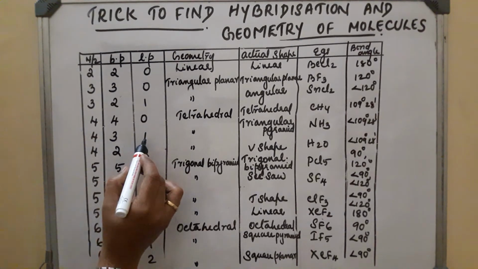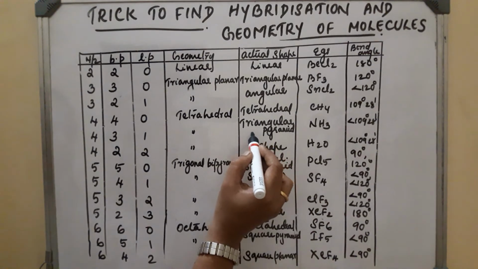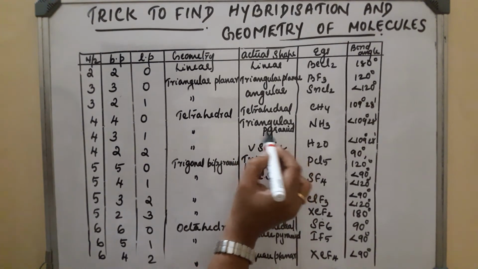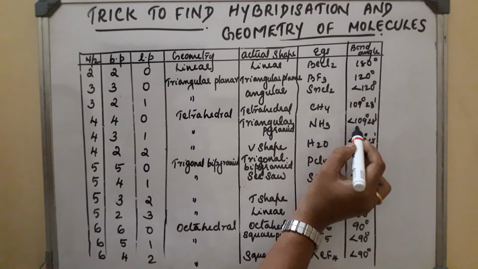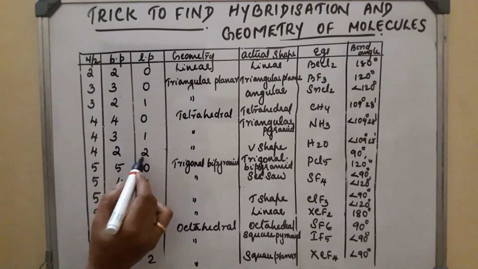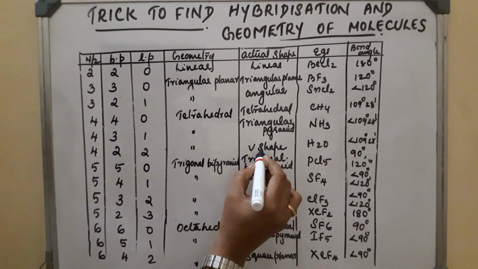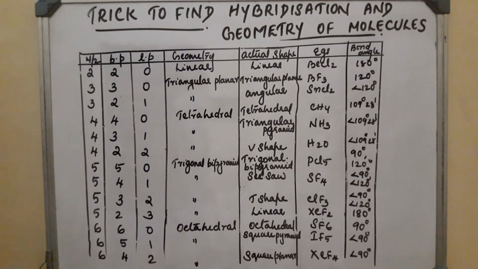Next, if one lone pair is present, so 3 bond pair and 1 lone pair. So, the shape will be triangular pyramid, okay, triangular pyramid, and example NH3, angle is less than 109 degree 28 minute. Next, 4 2 2, shape gets distorted, bent shape, H2O molecule, angle less than 109 degree 28 minute.